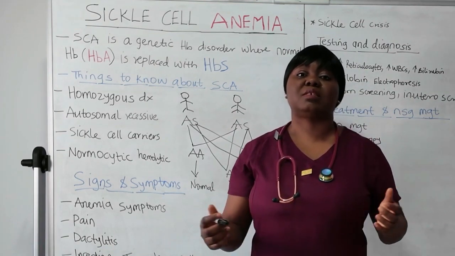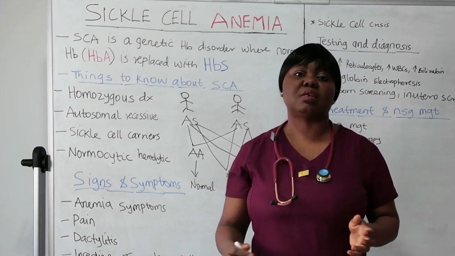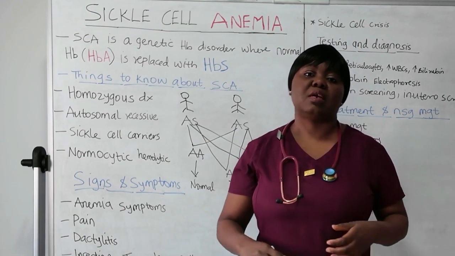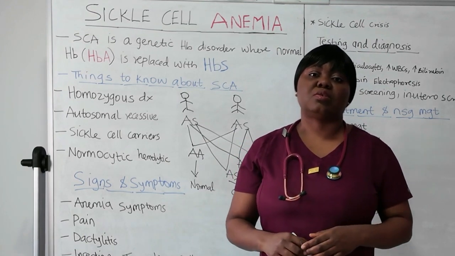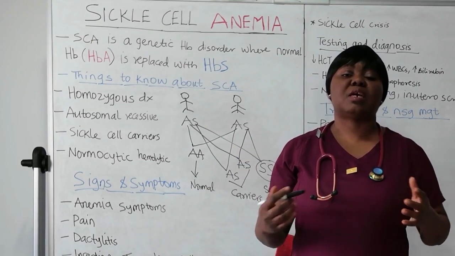So if you are from African descent, there's the highest risk factor. Then we have the Asia, the Middle East, the Indians, the Caribbeans, and at times the Latin Americans. So it's just family related, it's genetic. Let's look at the signs and symptoms of sickle cell anemia.